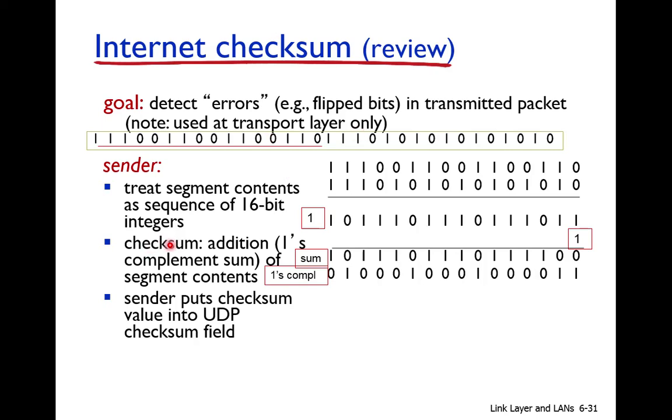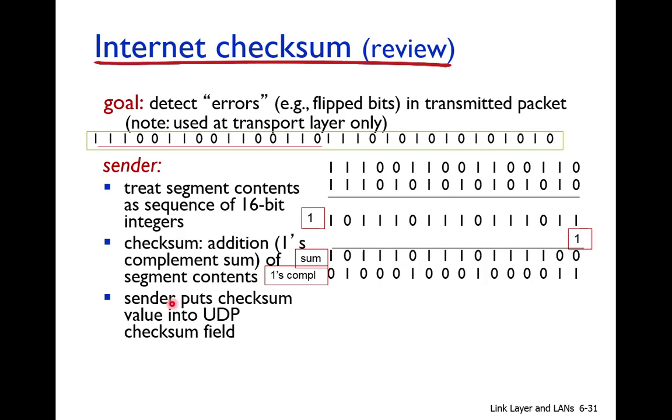So how is the checksum computed? First we treat the segment as 16-bit integers. The data is divided into 16 bits. Because this is 32 bits of data, there is a first 16 bits and a second 16 bits. They are added. If there is a carry, we add the carry again to the sum. After addition, we have the sum. Then we take the 1's complement of the sum, and this 1's complement becomes the checksum.